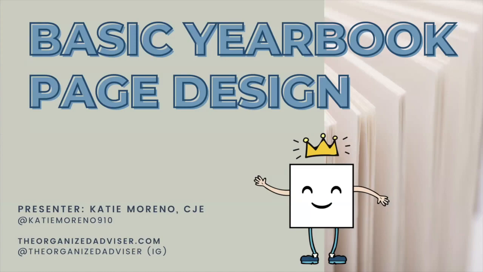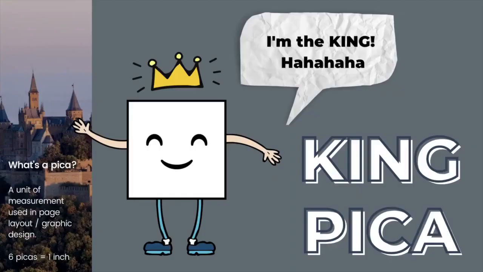So as you can see, this cute little guy, he is King Pica. He has an adorable little crown, and he says, "I'm the king." The reason his name is King Pica is because pica is a term used in graphic design and page layout design. And it's just a unit of measurement, just like inches, just like centimeters. It's another unit, but it does correlate to inches.